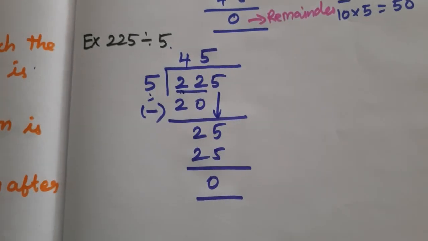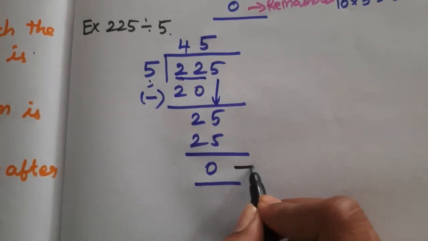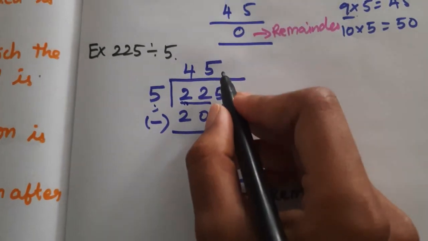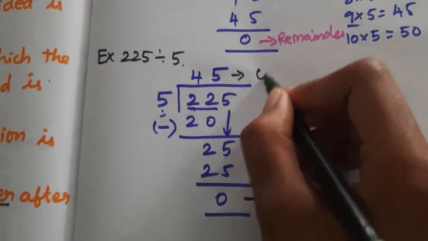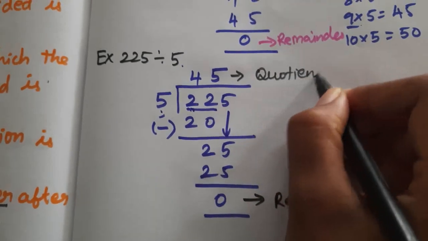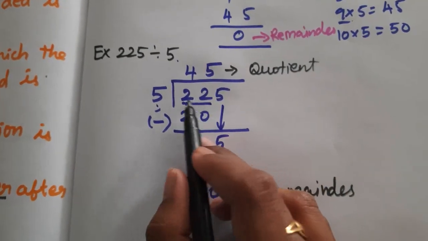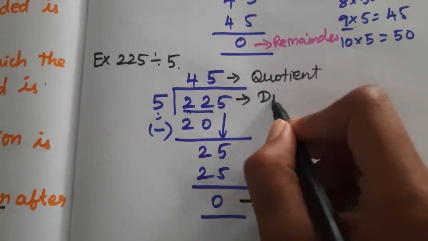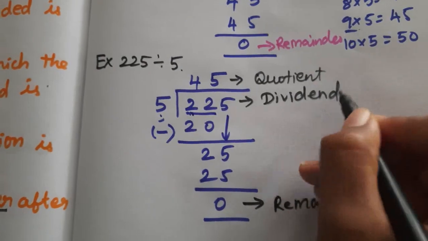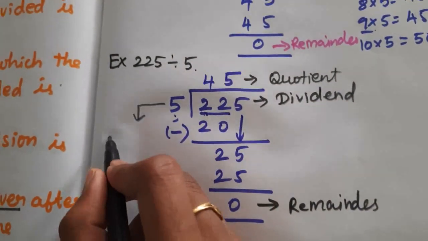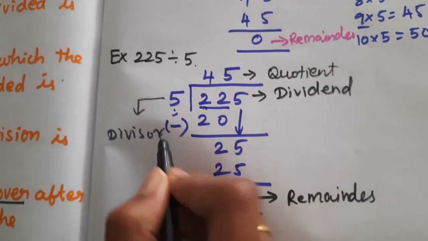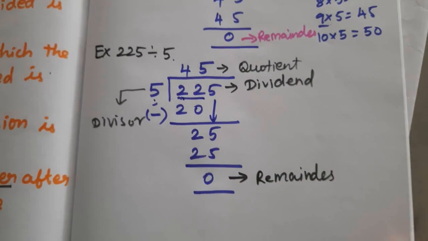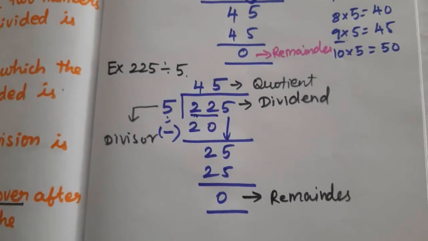Now can you say which is the remainder? Yes. So 0 is the remainder. This 45 we call the, very good, that is the quotient. Which is the dividend? Is it 225 or 5? Yes, the dividend is 225. So this 5 we call the divisor. Okay, do you have any doubts in this division by a 1-digit divisor?